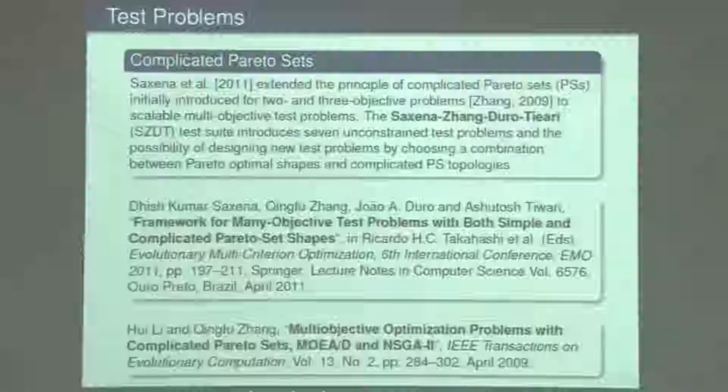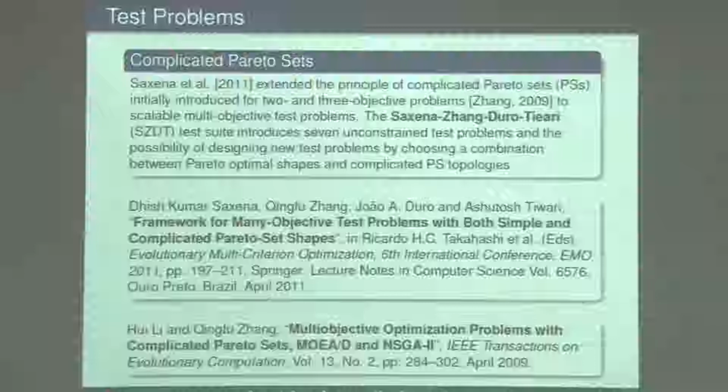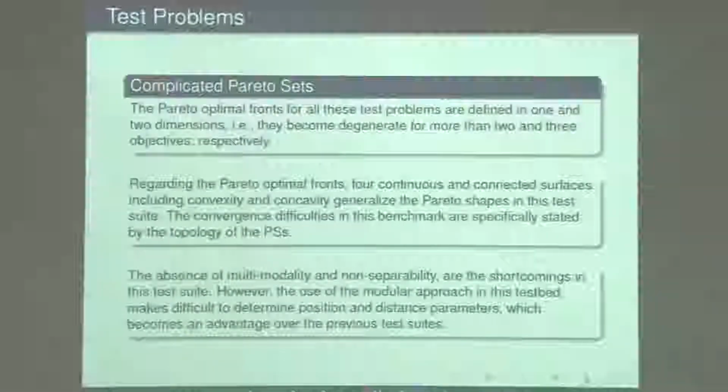It introduces 7 unconstrained test problems, and there is a methodology to design new test problems. This one is very rarely used. Very few people use this one. In these problems, the Pareto optimal sets are defined in 1 and 2 dimensions, so they generate for more than 2 and 3 objectives. And regarding Pareto optimal fronts, 4 continuous and connected surfaces, including convexity and concavity, generalize the Pareto shapes in this case.